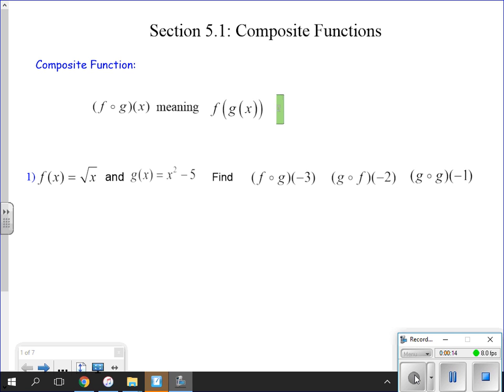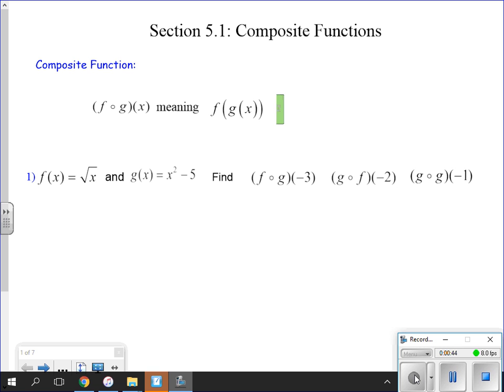A composite function is a function inside of a function. Okay, it's composed of. That's what this little dot here means. That means f composed of g. That's what a composite function is. It's not a degree sign. It's composed of. So it's f composed of g of x. Means that I take g of x, stick it inside of f.